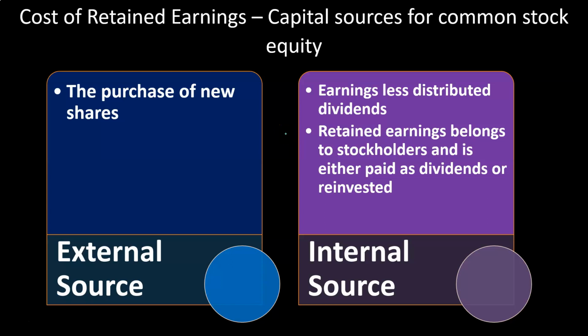So retained earnings belong to stockholders and is either paid as dividends or reinvested. So the retained earnings is part of the value of the organization. Stockholders are owners of the organization. At some point in time, the owners of the organization should be getting value. They own that retained earnings, their portion related to their shares of the stock.